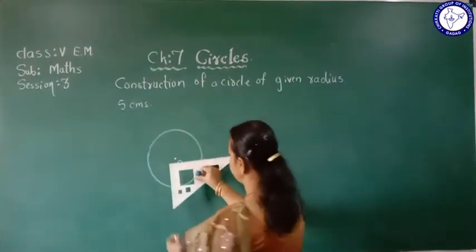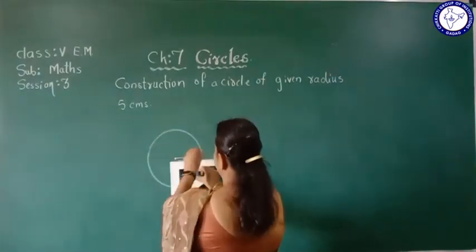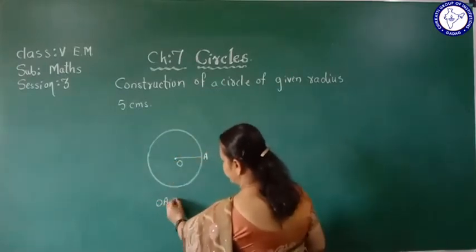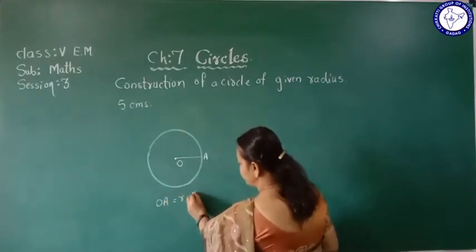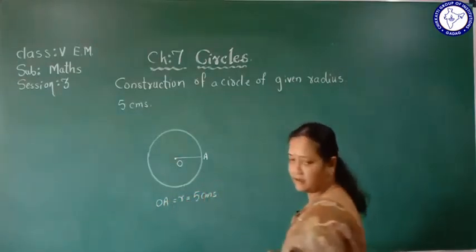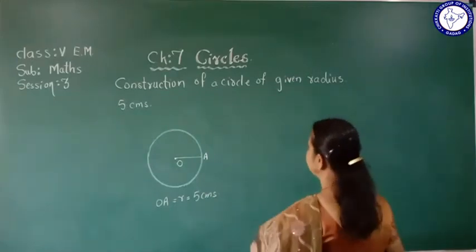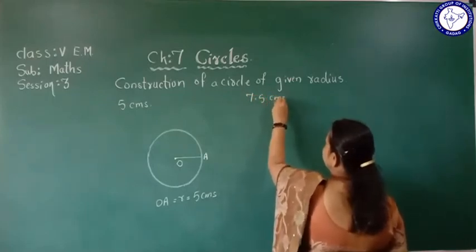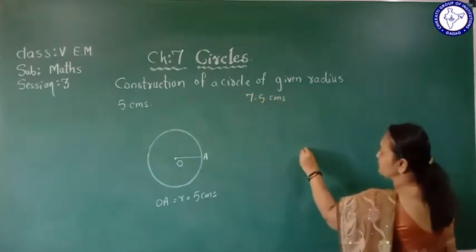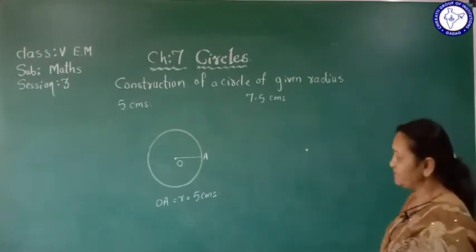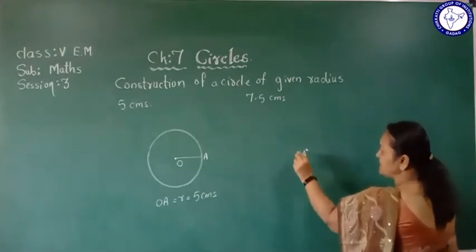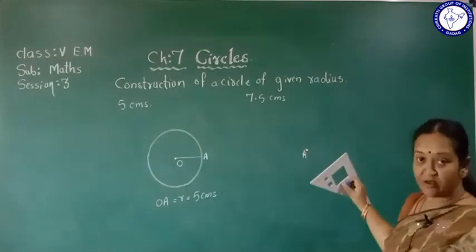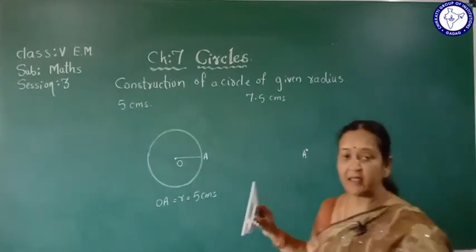Here join the center and name it A. So OA is the radius, equal to 5 centimeters. Thus understood? Now suppose if it is told to construct a circle of 7.5 centimeters, then again you should mark one center of the circle. You can name it anything, here you can name it A. It is not compulsory that the center of the circle is always O. No, you can mark any alphabet.